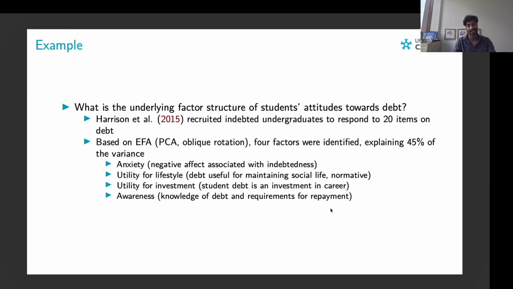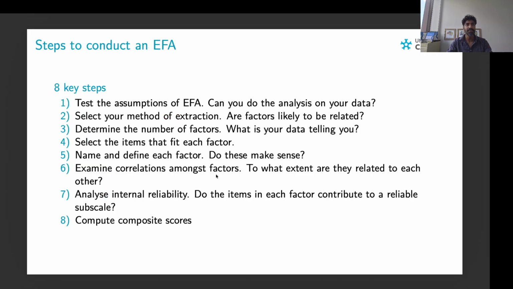And the 4 factors were anxiety, utility for lifestyle, utility for investment, and awareness. So anxiety was the negative affect associated with indebtedness. Utility for lifestyle was debt useful for maintaining social life or normative life. Utility for investment was student debt is an investment in career, and awareness was knowledge of debt and requirements for repayment. So here's an example. You can follow up the paper and get a sense of the underlying factor structure that was there and how it was done. So that is that.